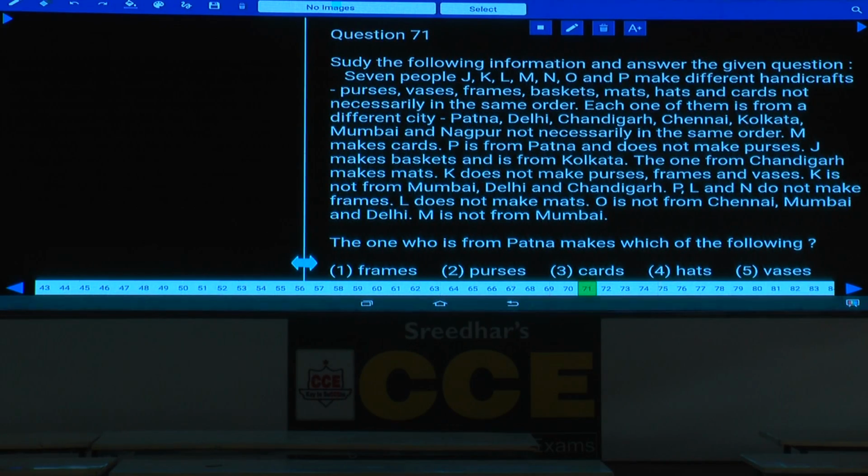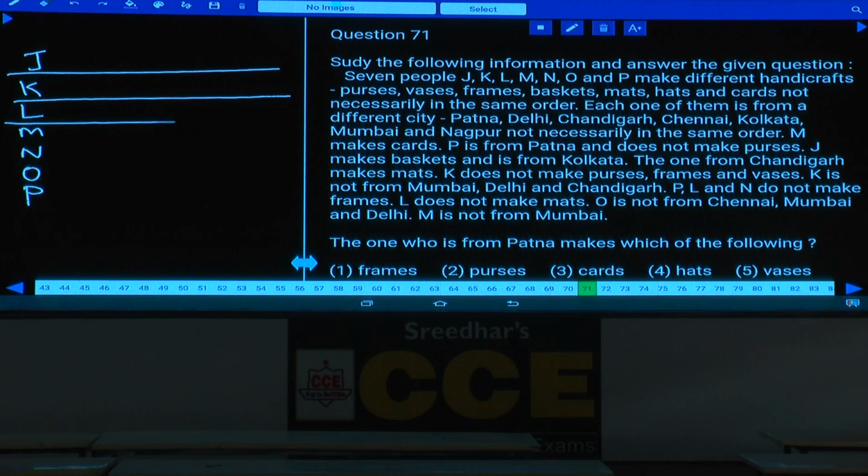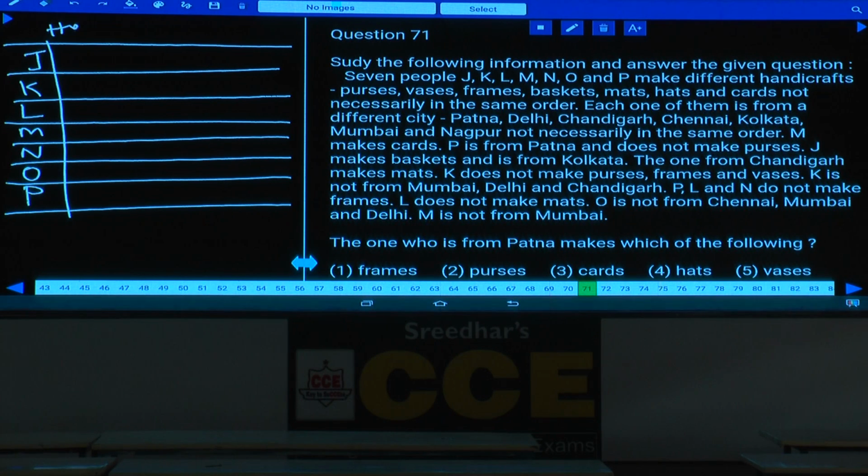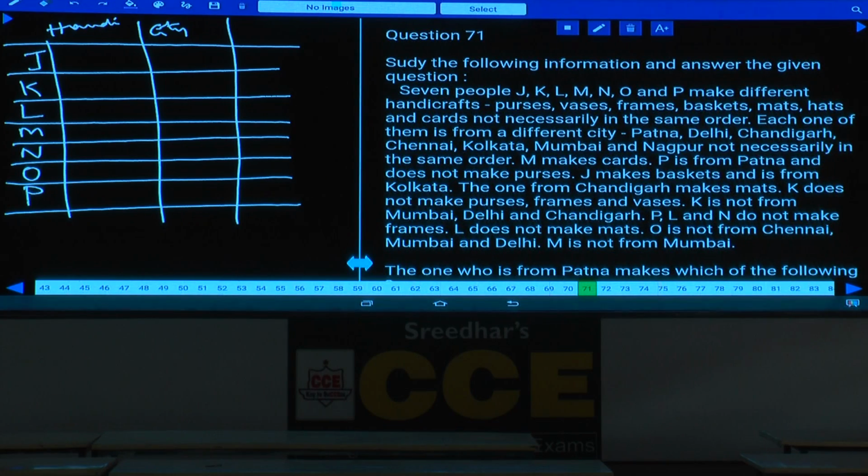Whenever 2 parameters are given, we should solve this with the help of the column method. Now who are the persons? Fix the persons here. J, K, L, M, N, O and P are the 7 persons. Now these 7 persons, the city and handicrafts are given. One is handicraft and another one is the city to which they belong. Now let us represent the data. Let us take this as handicraft and the next one as the city to which they belong. Then coming to this, what is the first information? Tell me.